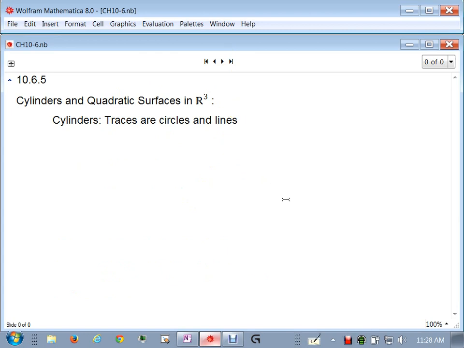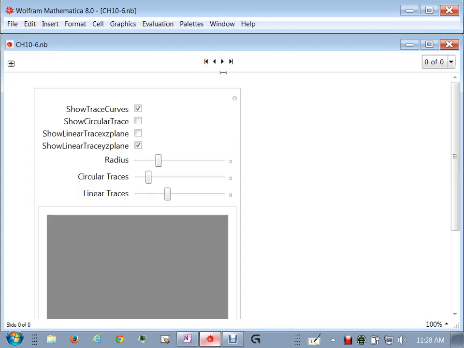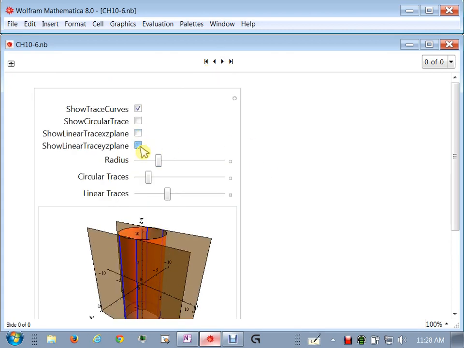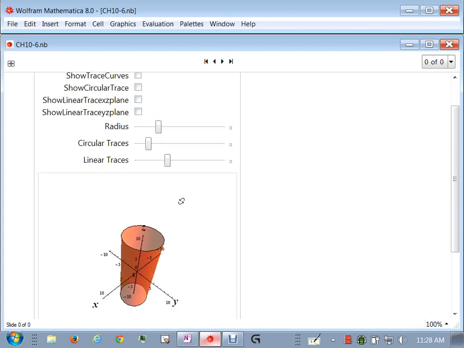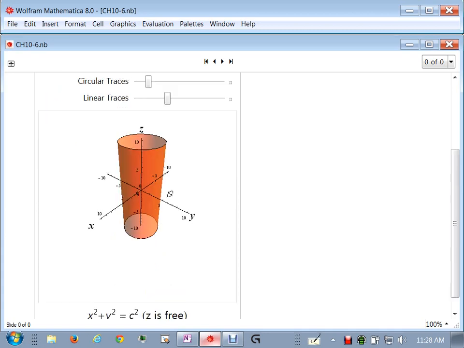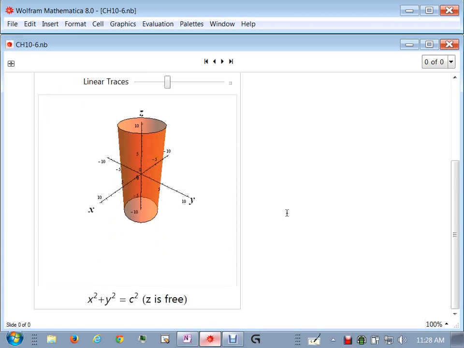So a cylinder is defined to be a three-dimensional object where the traces that you get when you cut it are circles and lines. So let me show you with the picture. Now here's a cylinder. The equation of this cylinder is x squared plus y squared equals c squared. That's the same equation as a circle in two-dimensional space.